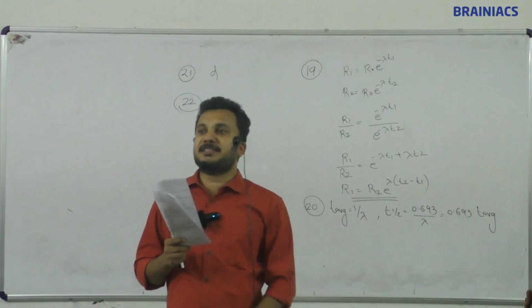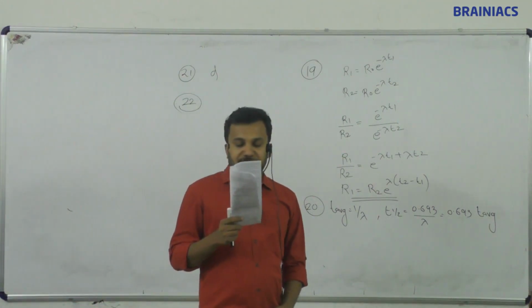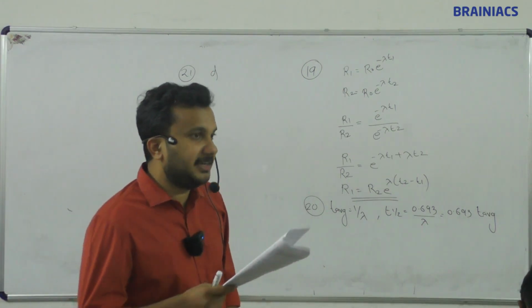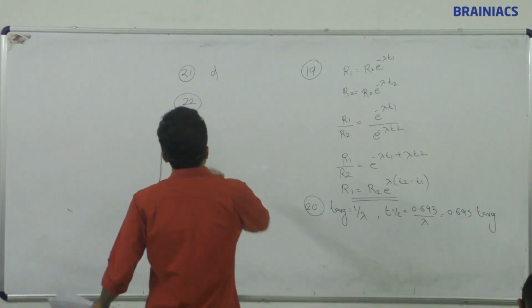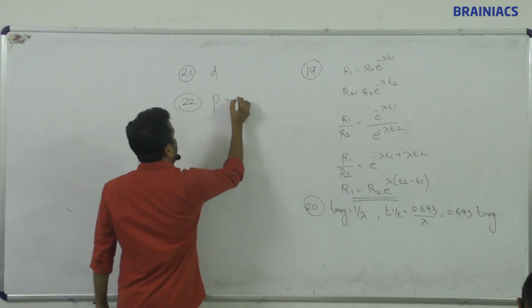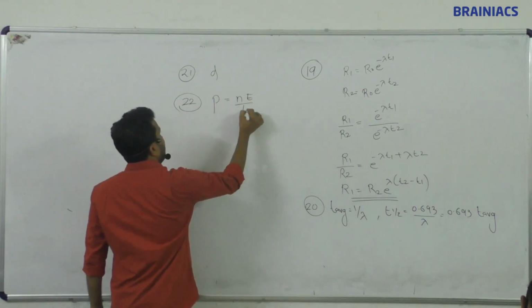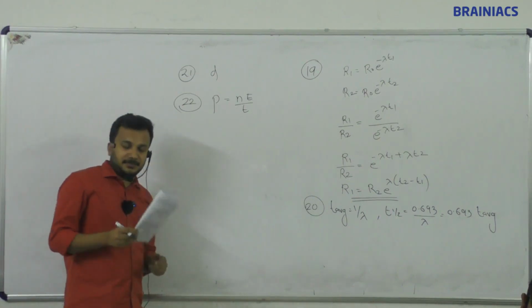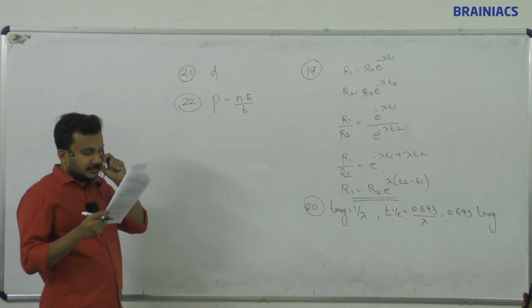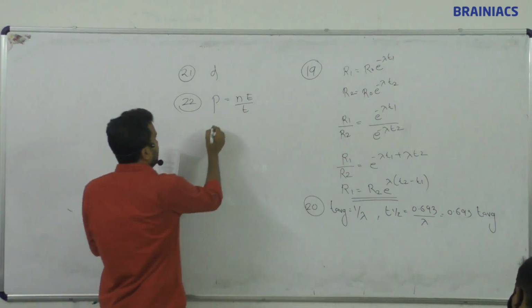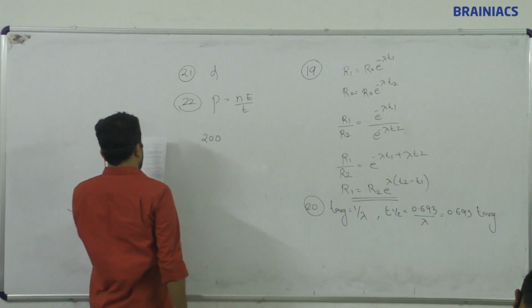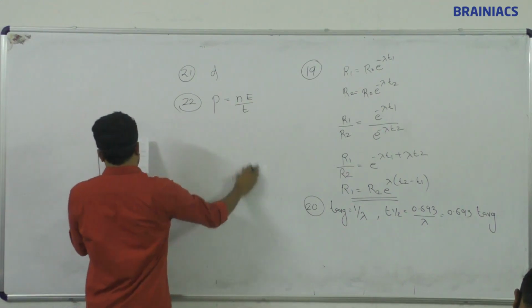Per second means 1 second. You have to find out the fissions required per second. Power is equal to nE by t. n is the number per second, meaning 1 second of time. Energy is given as how much? 200. So n by t has to be found. Energy is 200 mega electron volt.